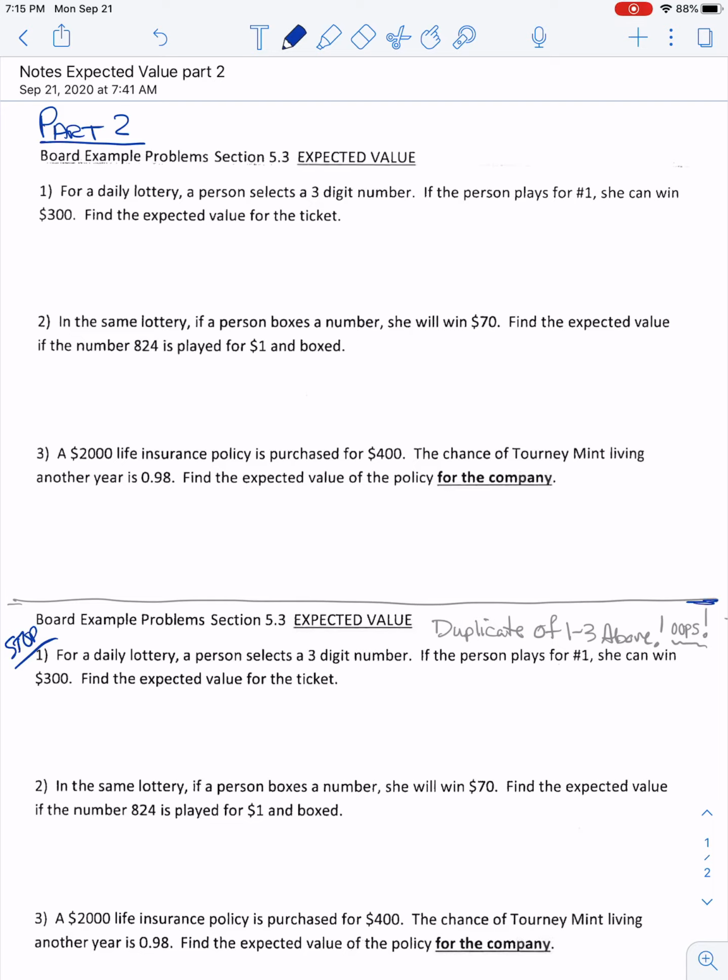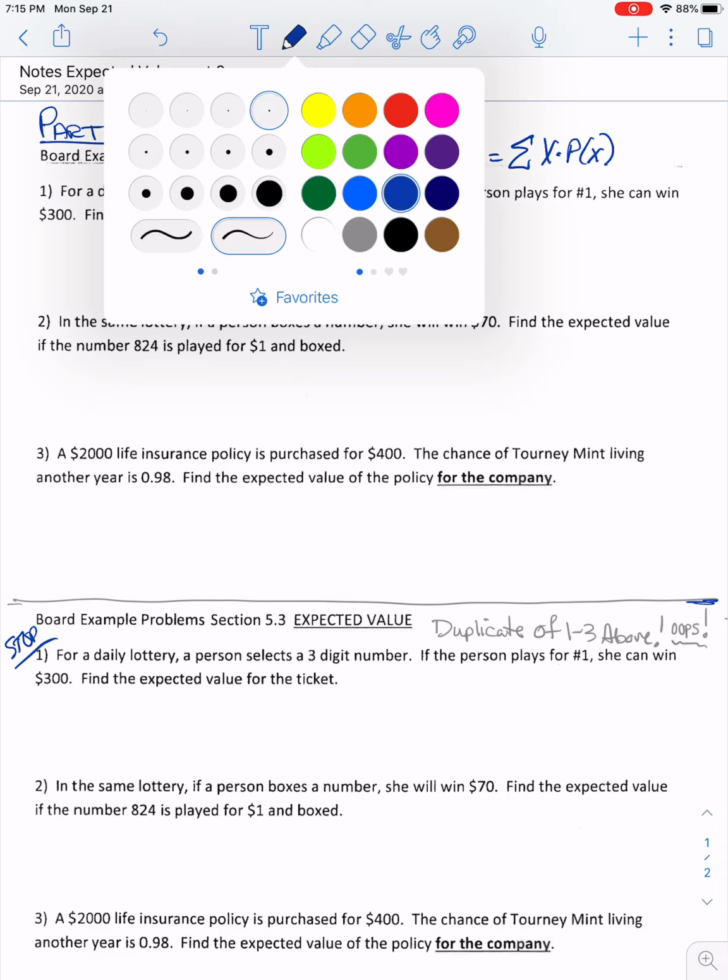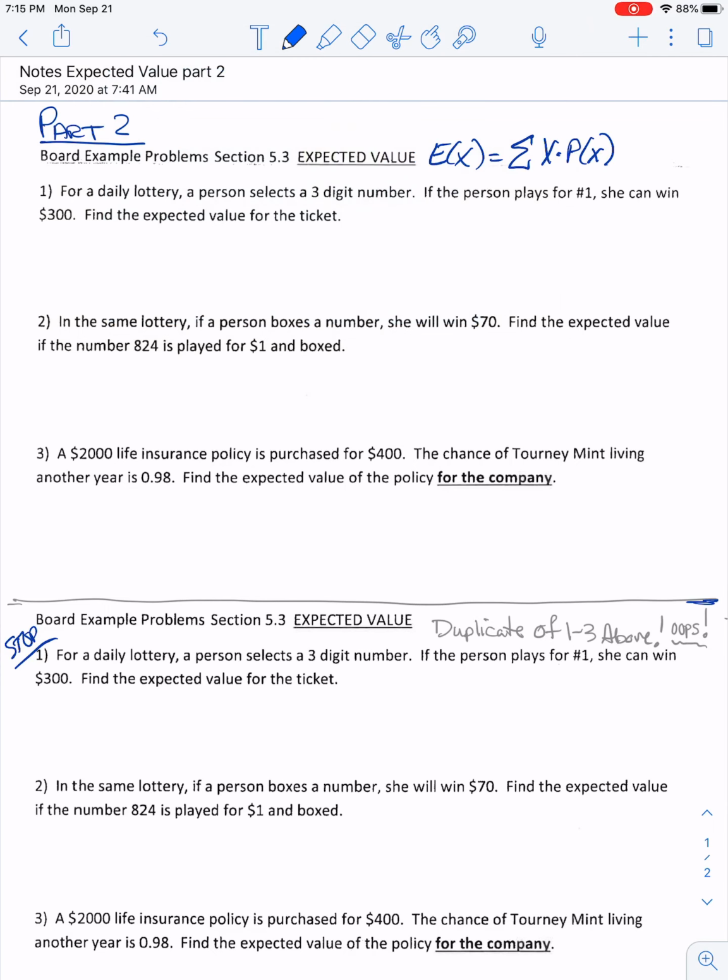Alright, so we know that to calculate expected value, we need to do the sum of the x's times the p of x from a probability distribution. Okay, so the first thing we have to do is be able to set up our probability distribution. All right, for first example, for a daily lottery, a person selects a 3-digit number. If the person plays for $1, she can win $300. Find the expected value for the ticket.